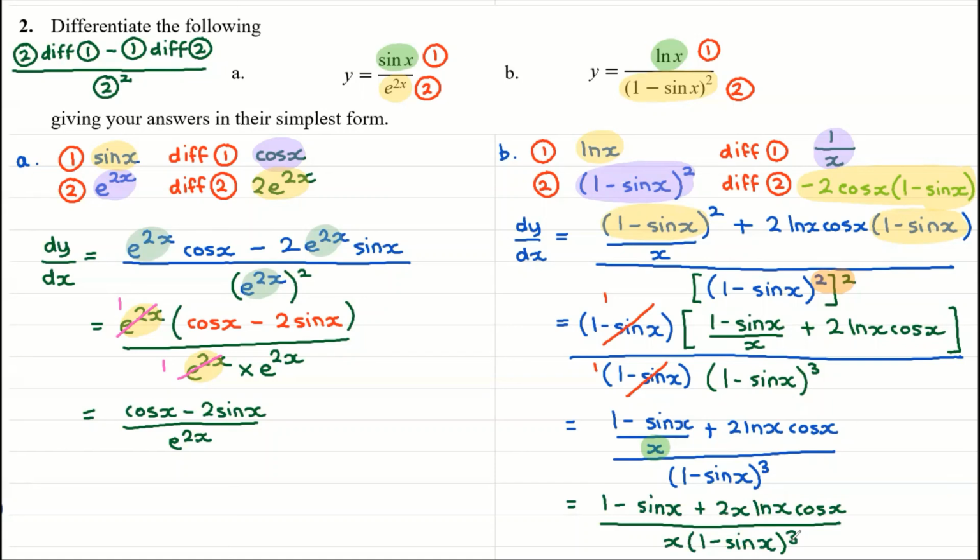So there's three technically nice examples of how to use and apply the quotient rule.